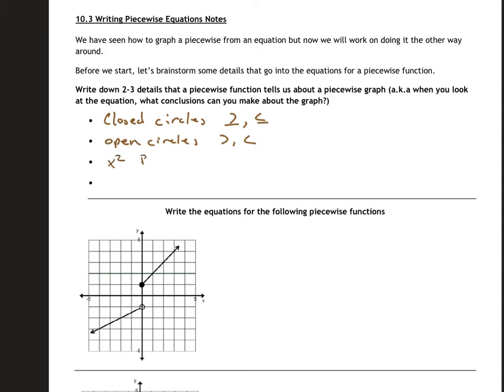Some other ones. X squared is a parabola, so a U-shaped graph. Arrow is with one boundary. What else do we know? Going on with parabola, a line is mx plus b. A number is a horizontal line, so that looks like this. And then we didn't talk about step functions.